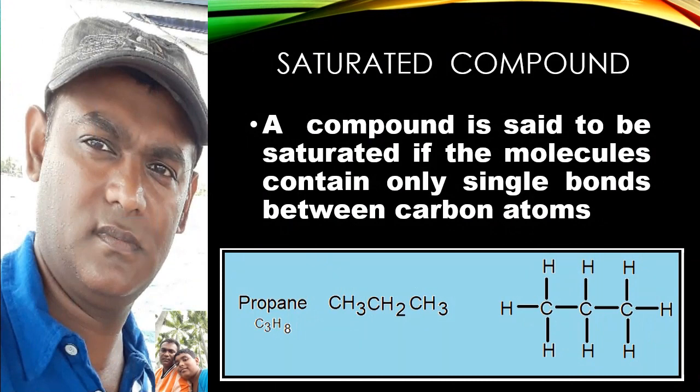Saturated compound. A compound is said to be saturated if the molecule contains only single bonds between carbon atoms. For example, propane, its formula is C3H8. It can be represented as CH3, CH2, CH3. In propane, we have 3 carbon atoms, and in between the carbon-carbon atoms, there is a single bond. This means the compound is saturated.